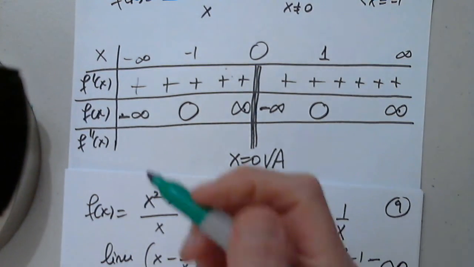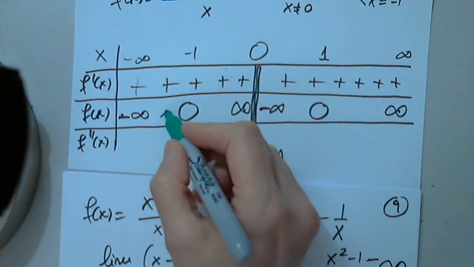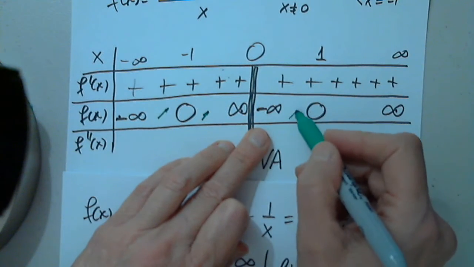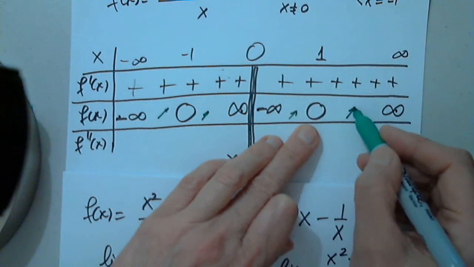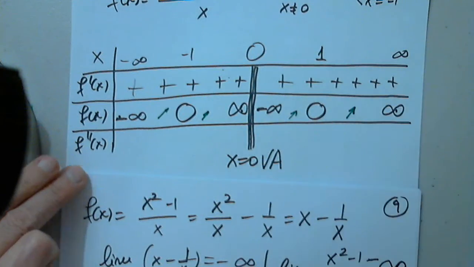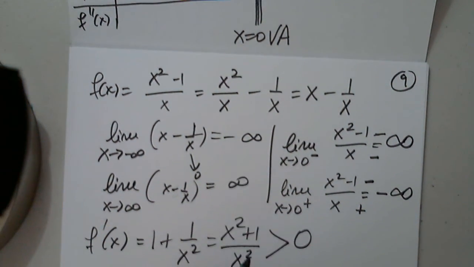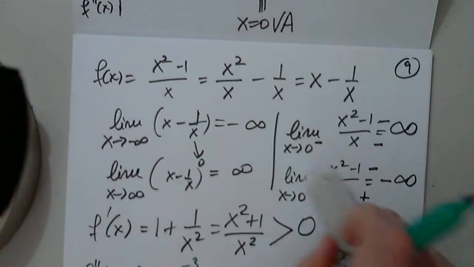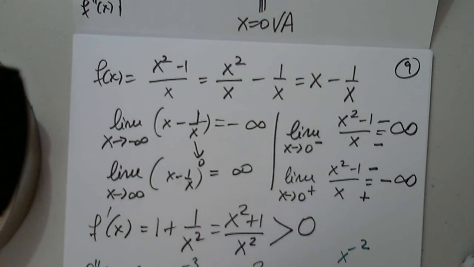Okay. So from negative infinity to 0 to positive infinity, that's true. From negative infinity to 0, that's true. From 0 to infinity, that's true too. So now I can find the second derivative. I will use this, not this, to find the second derivative. This is much easier. So the derivative of 1 is 0. This is x to negative 2. The derivative of x to negative 2 will be negative 2 x to negative 3. So the second derivative is this.